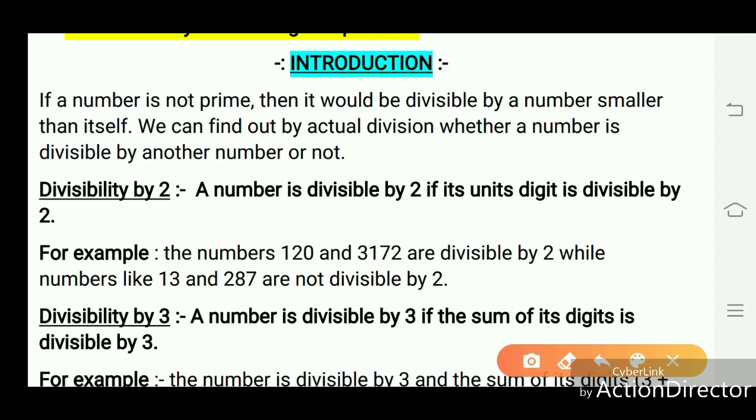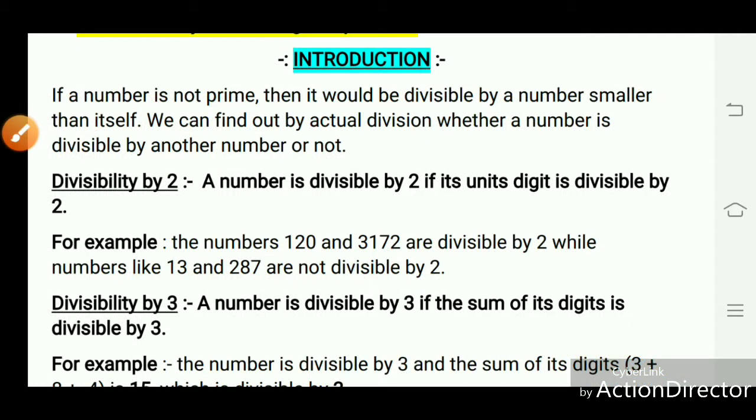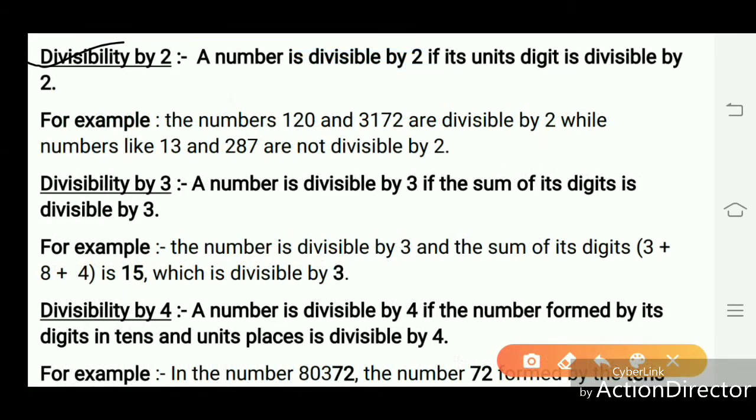Now we start divisibility rules. If a number is not prime, then it would be divisible by a number smaller than itself. We can find out by actual division whether a number is divisible by another number or not. Now here we apply some divisibility rules on different numbers and find out whether a number is divisible by another number or not. Divisibility rule of 2.